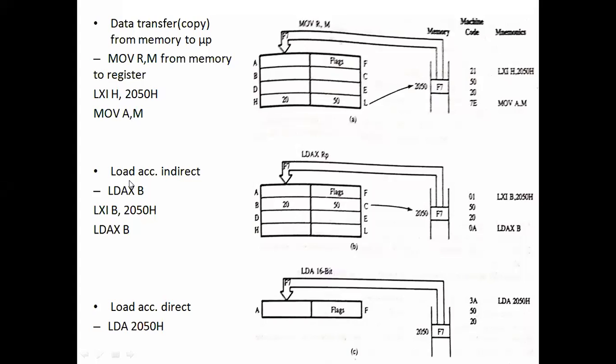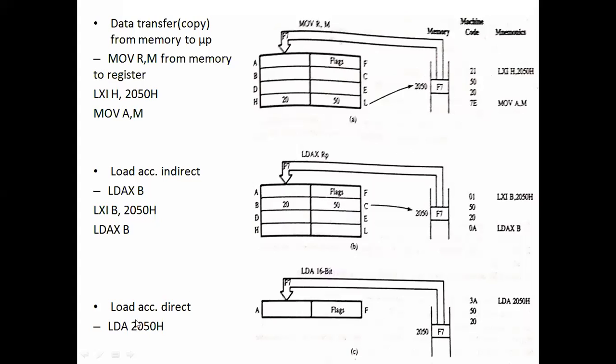The next one is load accumulator indirect, by using LDAX B. But before we use this instruction, you must be sure that your BC pair register is loaded with a 16-bit address. For that, we can use the instruction LXI B 2050, by which you load the 2050 memory address into the BC pair. Then if we write LDAX B, it will copy the content of the memory whose address is present in the BC pair. Since the BC pair contains 2050, whatever data is at memory location 2050 will be copied into the accumulator.